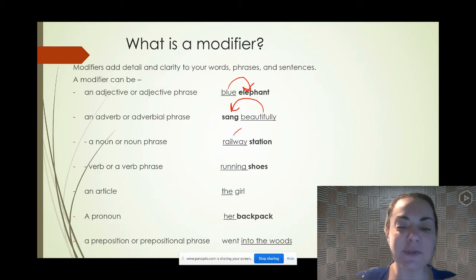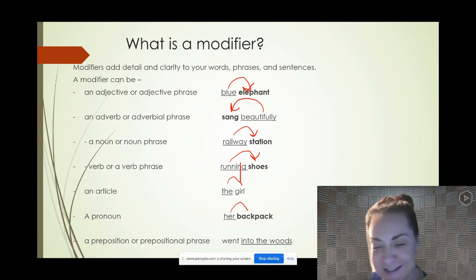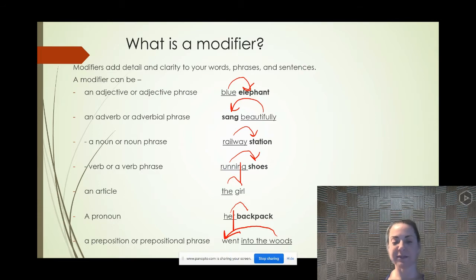But we could also have nouns modifying other nouns. We can have verbs modifying nouns. We can have articles, the, modifying the noun. We could have pronouns modifying nouns. Her backpack. And then we've got prepositional phrases that act as modifiers. So into the woods. Okay, where did he go? He went into the woods. Okay, into the woods is acting as a modifier.